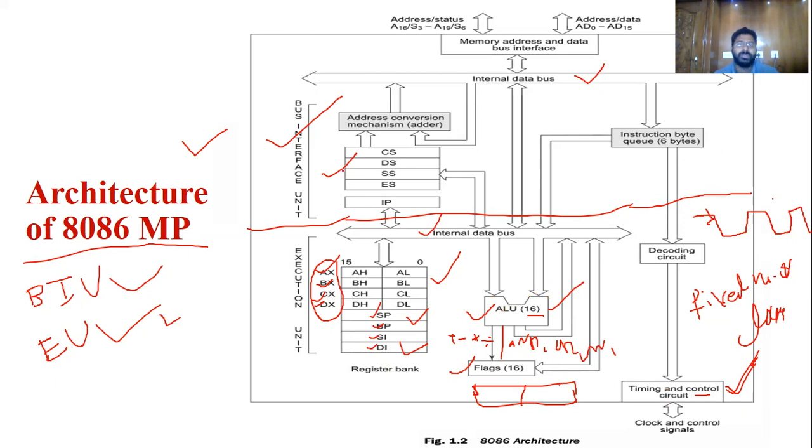Then coming to the bus interface unit. This bus interface unit has the segment registers: code segment register, data segment register, stack segment register, and extra segment register. Another one is the IP, the instruction pointer register. Then there is also the instruction byte queue.